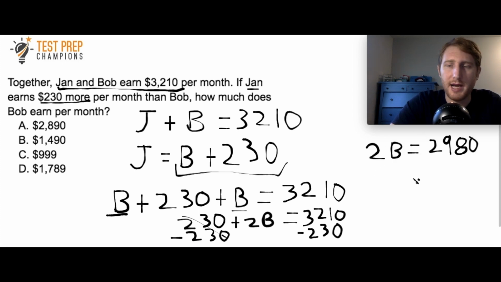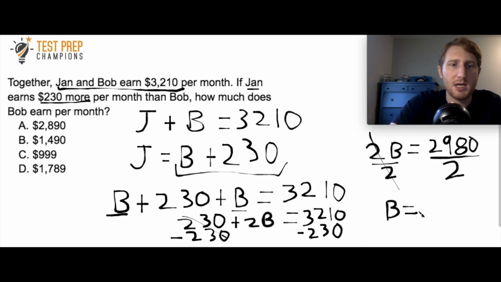So when I rewrite, I have 2b equals 2,980. And since I have 2b, or 2 times b, I want to divide by 2 here. When I do that, the 2's will cancel out, leaving me with b on the left-hand side, which is what I want. But whatever I do to one side, I also have to do to the other. So I'm going to have to divide by 2 over here. And once I do that, I see that b equals 1,490.